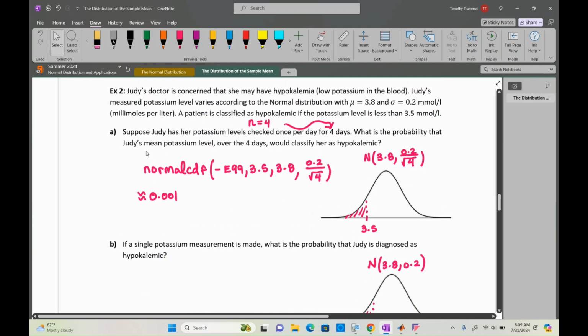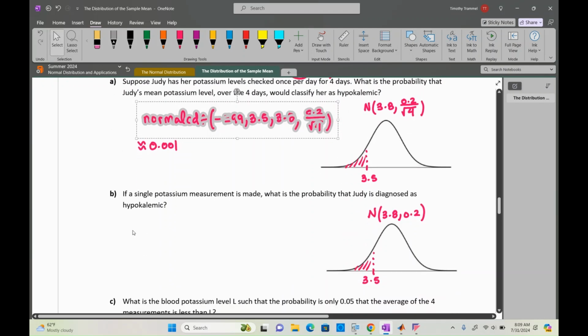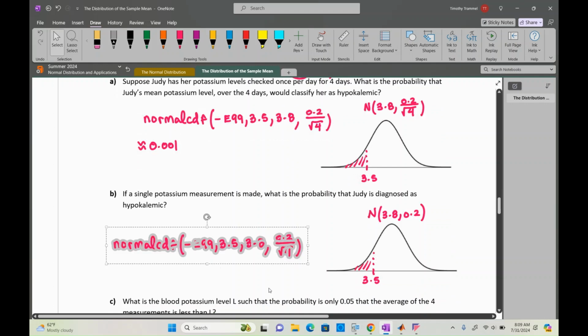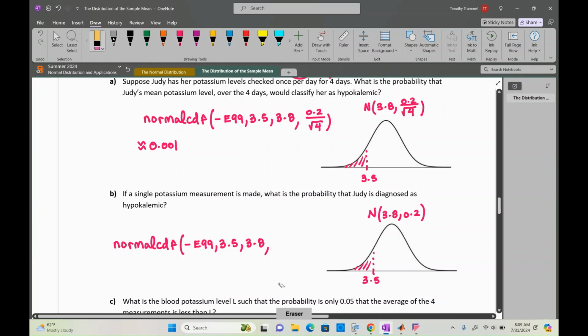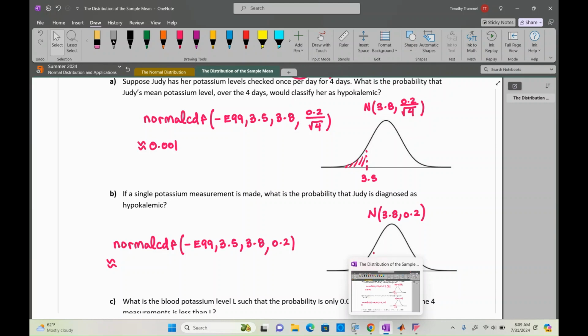And in terms of our calculation, it's going to be just like this one, other than our standard deviation is now no longer 0.2 over 4, it's just 0.2. And so let's go see what this gives us.